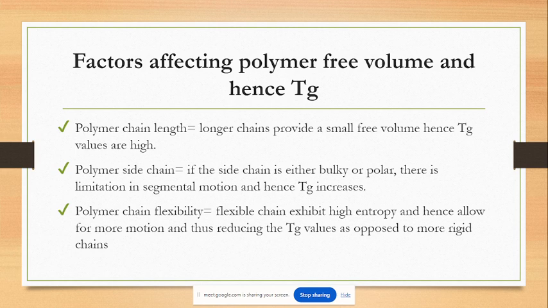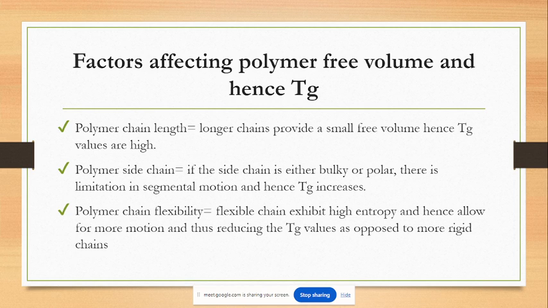As a factor, you need to make sure that you give a proper explanation of the polymer side chain: why, and how the nature of the polymer side chain is going to affect the segmental motion, and therefore how it is going to affect the Tg value. So if the polymer side chains are bulky or polar, there is limitation in terms of motion. In addition to that, there is also reduced free volume, and that increases the Tg values.